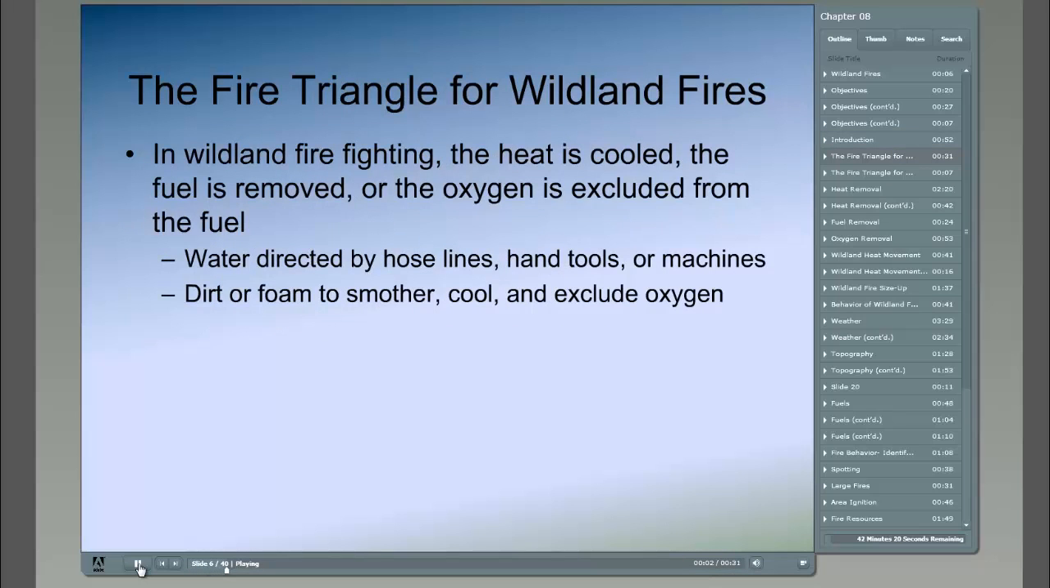In wildland firefighting, the heat is cooled, the fuel is removed, or the oxygen is excluded from the fuel to stop the process of combustion. These actions are carried out by hose lines directing water at the heated fuel, or by hand tools or machines, which remove the fuel from the path of the heated fuel. Another technique is to use dirt or foam to smother, cool, and/or exclude the oxygen.